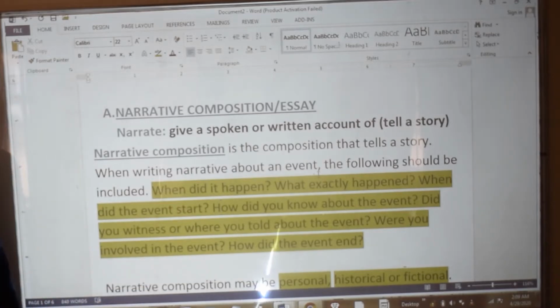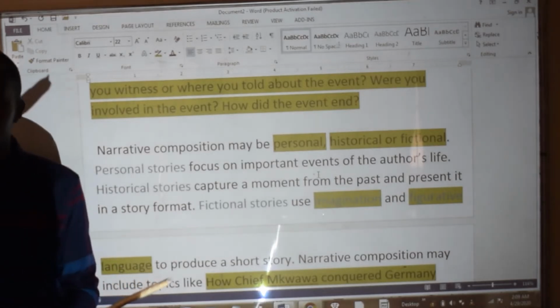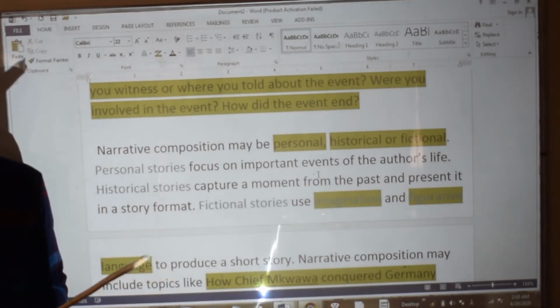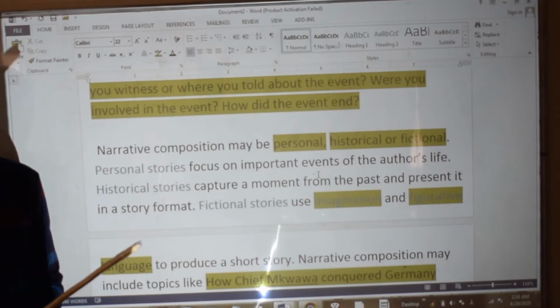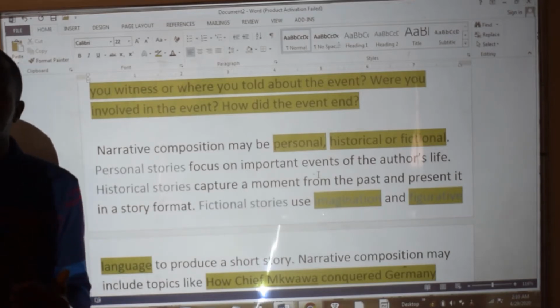Now, in narrative composition, you should also be able to include the following. It may either be a personal, historical, or fictional story. Personal stories focus on important events in the author's life. So you have to focus on important events in the author's life. So if you are able to write a story about your life, that will be counted as a personal story.